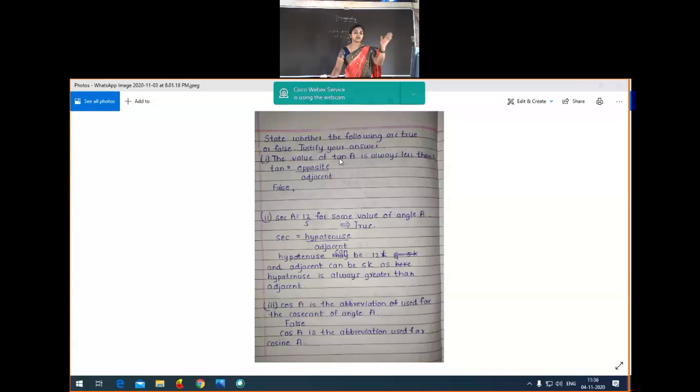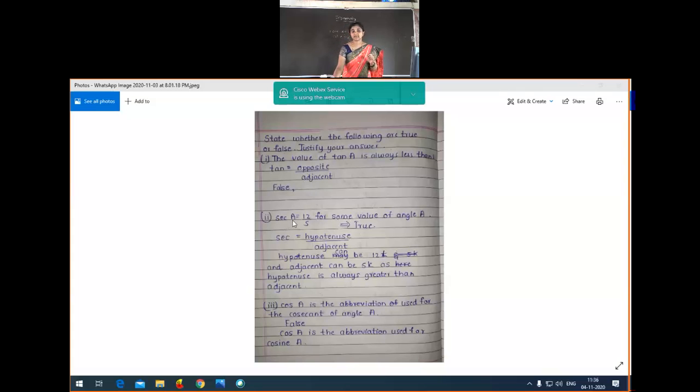Sometimes the opposite side and adjacent side are equal, so then you will get opposite by adjacent equal to 1 also. So we cannot conclude that the value of tan A is always less than 1. Sometimes it is greater than 1, sometimes equal to 1, sometimes less than 1. So that's why this statement is false. Tan is a ratio of the opposite and adjacent.